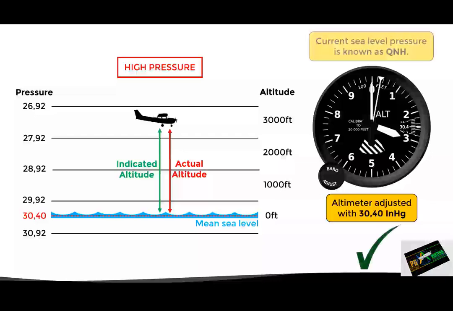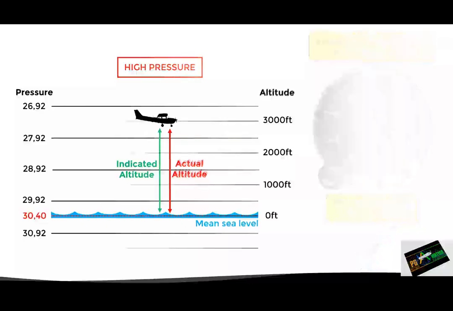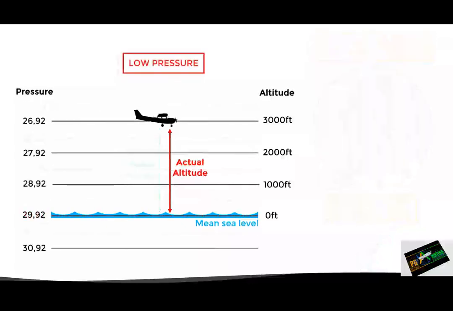The current pressure level that identifies the mean sea level at a certain moment is known as QNH, and it will vary depending on atmospheric pressure changes. It is therefore important that the pilot receives updated QNH information at regular intervals while flying in order to adjust the altimeter to indicate the actual altitude precisely. Let's have a look now at a lower than standard pressure condition.